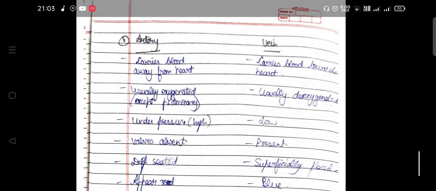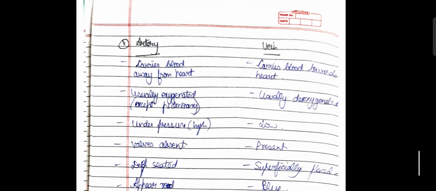So these were the important differences that can be asked, or you can expect these questions in the upcoming mains examination. And stay tuned to the channel because we'll be posting more questions and more updates regarding Uttarakhand specific topics or some other topics which are or can be asked in the upcoming mains examination.